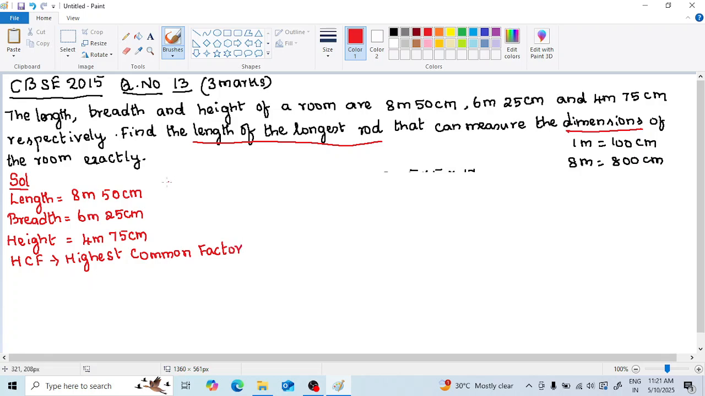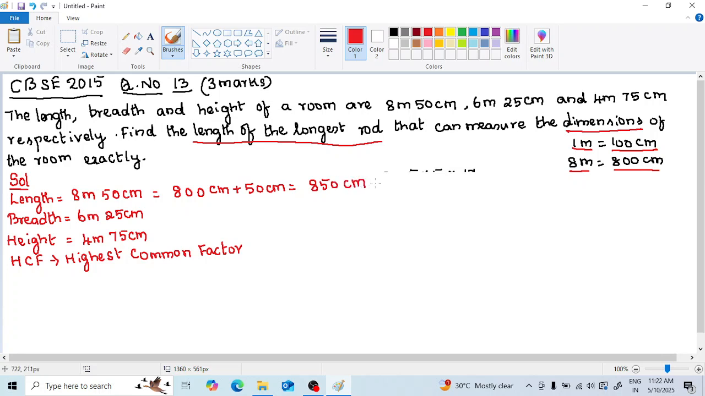How to find it out? First of all we need to bring the given values in one unit. Here it is given as 8 meter 50 centimeter. We need to convert it into centimeter. What is the value of 1 meter? 1 meter is 100 centimeter. Then 8 meter will be 800 centimeter. Therefore 8 meter will be 800 centimeter plus 50 centimeter, so the value will be 850 centimeter.